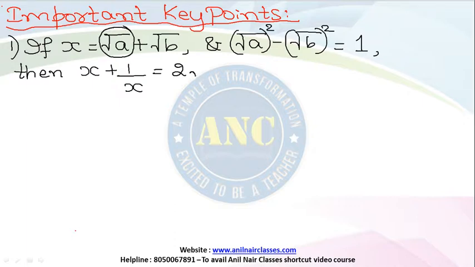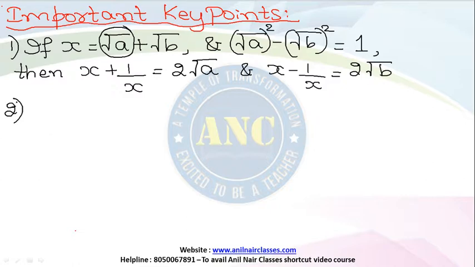Usually root a will be the bigger number in whatever we take. And if I want to find x minus 1 by x, it will be 2 times the smaller number, root b. Very, very important key point. This is the first key point we have learnt in algebra.